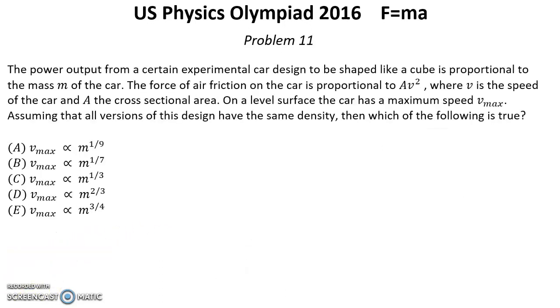Problem number 11. The power output from a certain experimental car designed to be shaped like a cube is proportional to the mass m of the car. The force of air friction on the car is proportional to AV squared, where V is the speed of the car and A the cross-sectional area. On a level surface, the car has the maximum speed Vmax. Assuming that all versions of this design have the same density, which of the following is true?